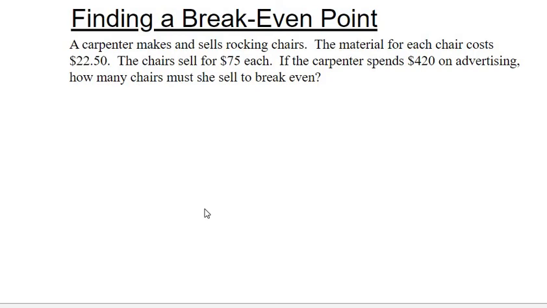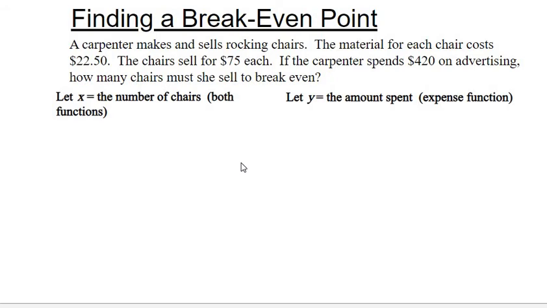If the carpenter spends $420 on advertising, notice there is no per or each after it, so you can say this is a constant. This money is constant. On advertising, how many chairs must she sell to reach the break-even point? As I said, x is always the number of chairs, and y is the amount of money spent.